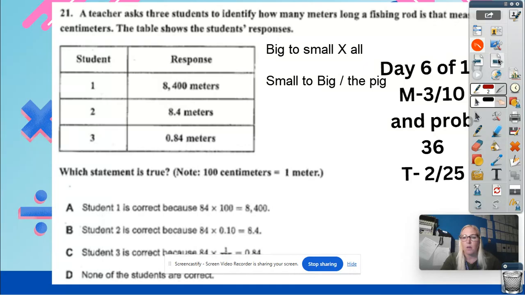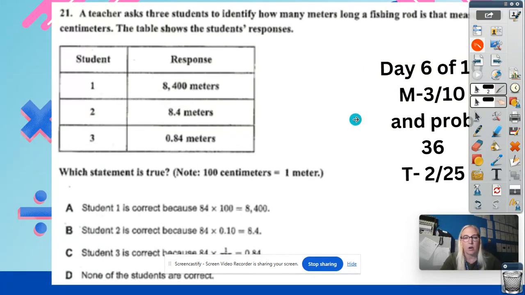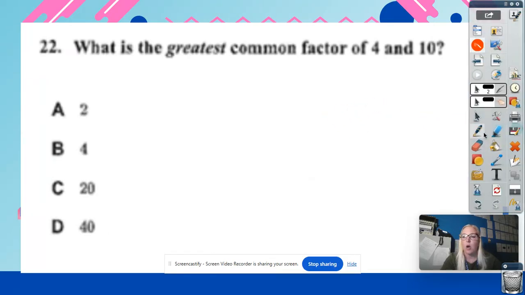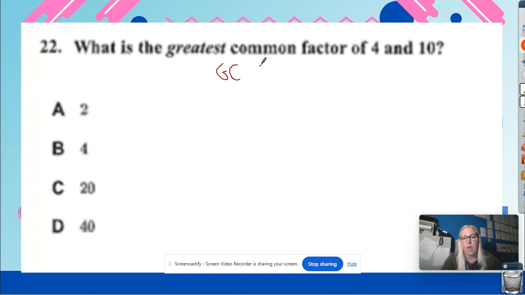All right, moving on to problem 22. Let's click here. Problem 22. What is the greatest common factor, the GCF, of 4 and 10?